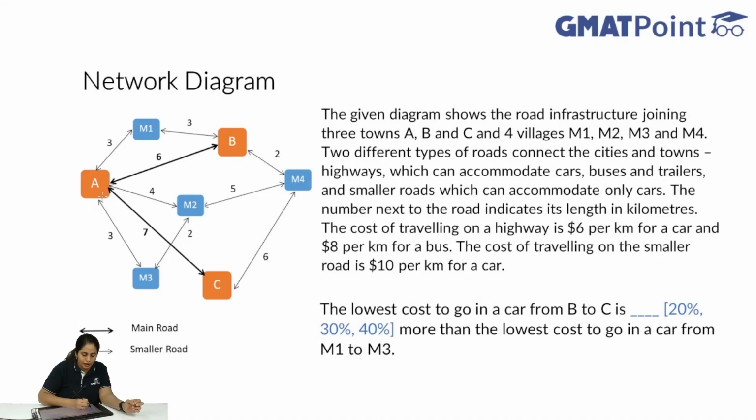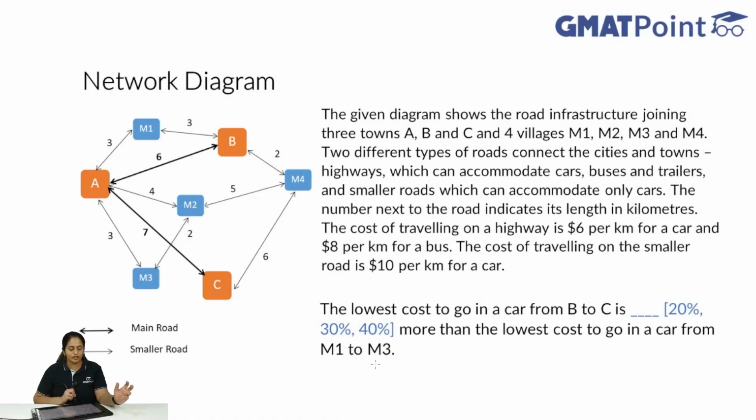So A to M1, A to M3, all of these are connected by smaller roads, and the 2 metros A to C and A to B are connected by a main road. So main roads are basically highways. The number next to the road indicates its length in kilometers. The cost of traveling on a highway is $6 per kilometer for a car and $8 per kilometer for a bus. The cost of traveling on a smaller road is $10 per kilometer for a car. So the lowest cost to go in a car from B to C is -% more than the lowest cost to go in a car from M1 to M3.